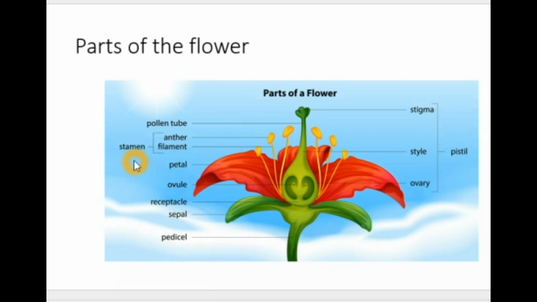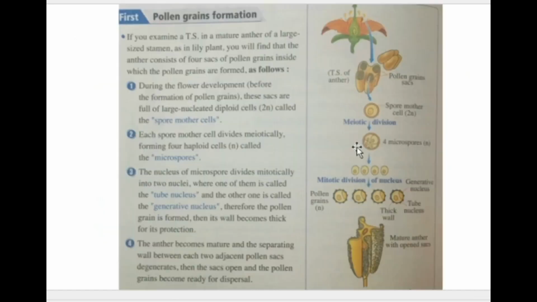Now we're going to study the first part, which is the pollen grains formation. Let's know that the pollen grains are formed inside the anther. So to study this part, we're going to use this diagram. In this diagram, we're going to study the structure of the stamen, which consists of a swollen part, which is the anther, and a long stalk, which is the filament.